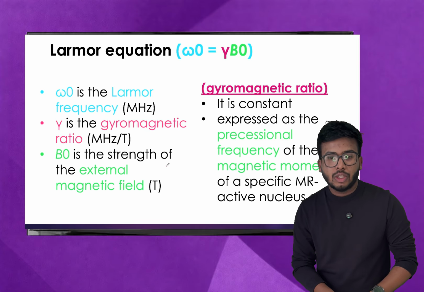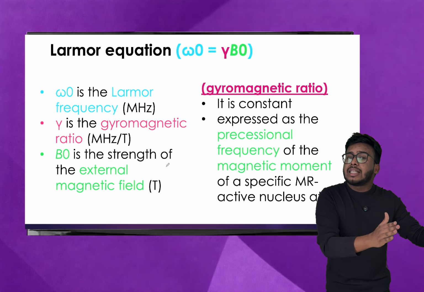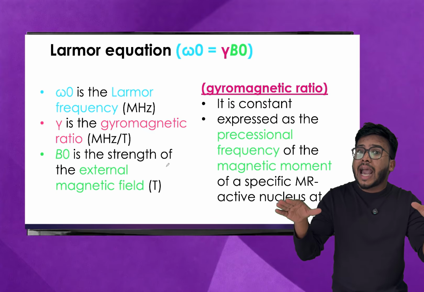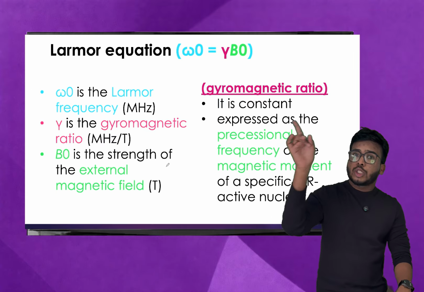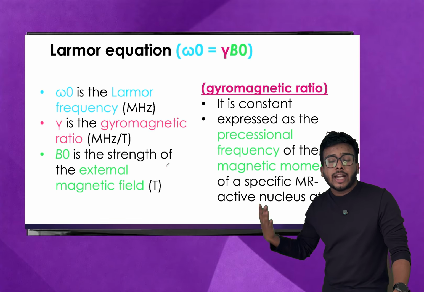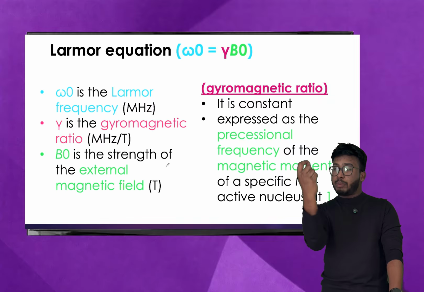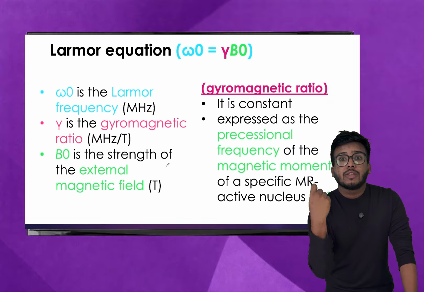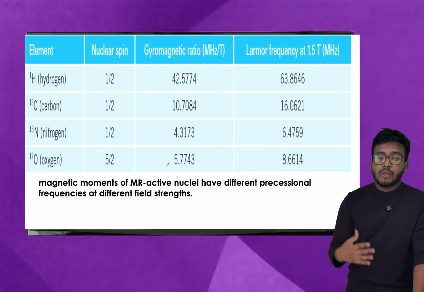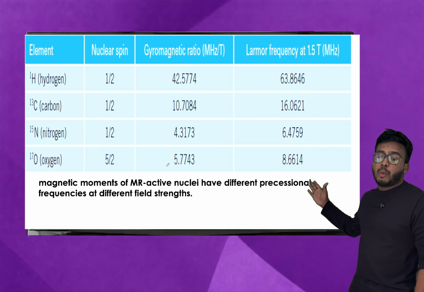Is that clear? So when we keep the protons under the influence of the external magnetic field, they align parallel and anti-parallel. Since most of the protons are in the parallel direction, we can say the net magnetic vector is in longitudinal magnetization, and they have a spin. The spin is called precessional frequency, or Larmor frequency. Here we have the precessional frequency, or gyromagnetic ratio, of different elements at 1.5 Tesla.